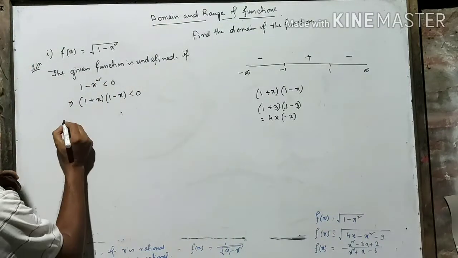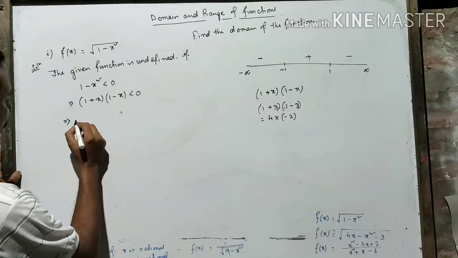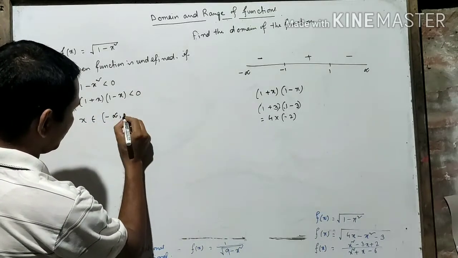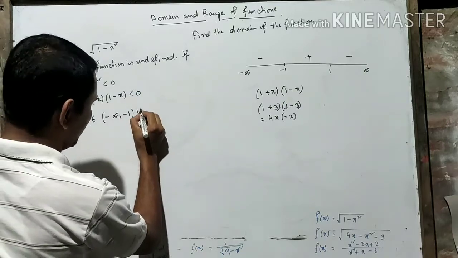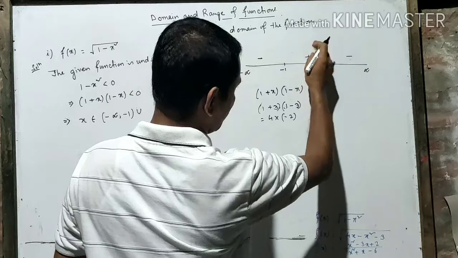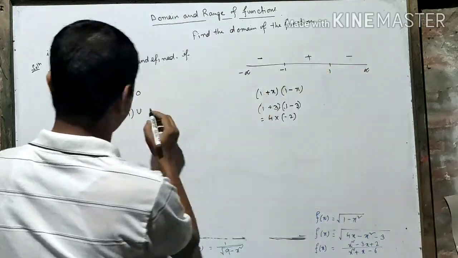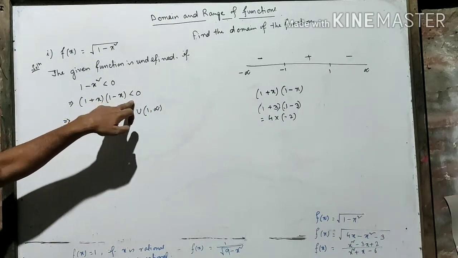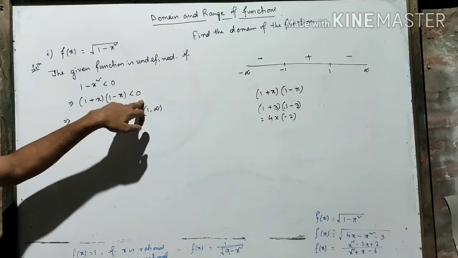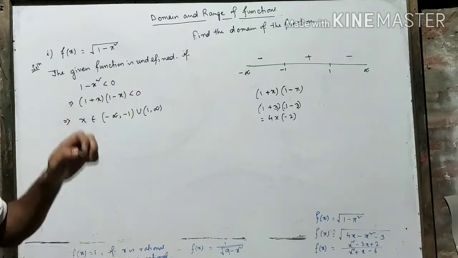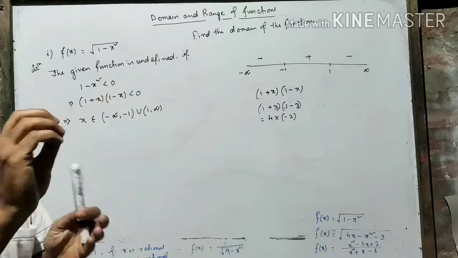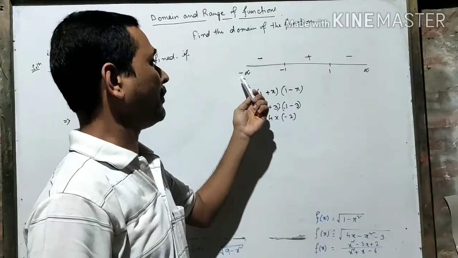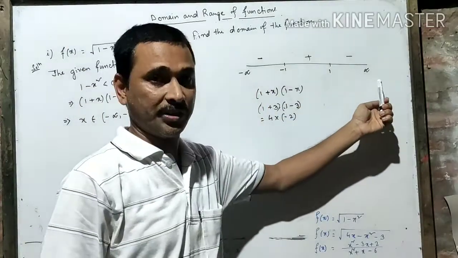So we write, this implies x belongs to minus infinity to minus 1 union, this part positive, so leave it, 1 to infinity. So our inequation is (1 plus x)(1 minus x) less than 0. This type of expression is called an inequation. That means the quantity (1 plus x)(1 minus x) is negative. We have to check in which intervals this quantity is negative. We found that it is negative in minus infinity to minus 1 and 1 to infinity.